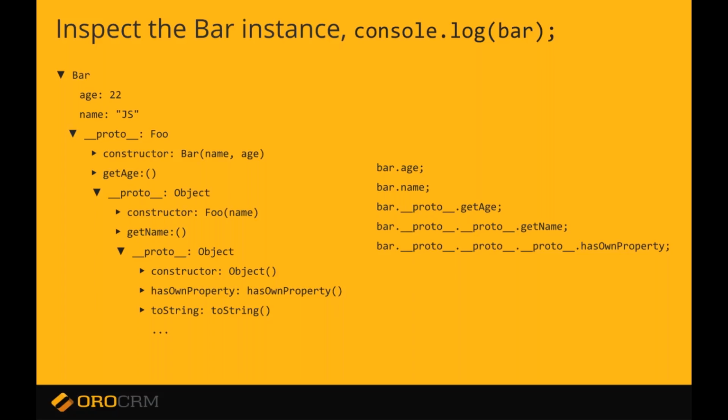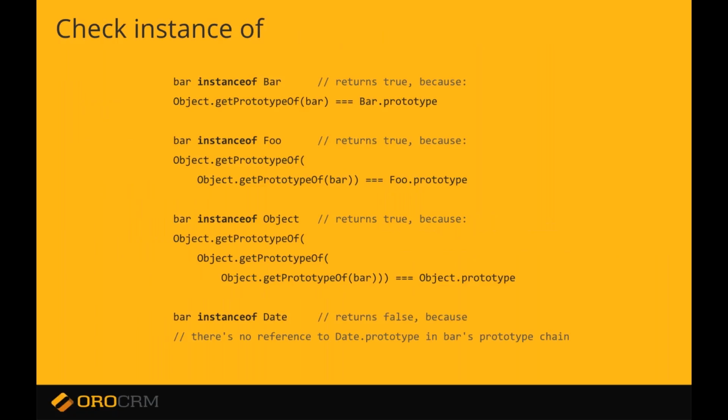So now, to invoke hasOwnProperty, we have to check three levels of prototypes. Okay, go further.